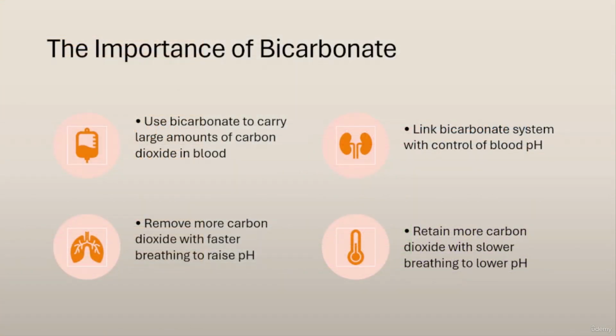The bicarbonate system is useful not only for carrying carbon dioxide but also for helping control the pH of the body, because the balance between carbon dioxide, bicarbonate, and hydrogen ions affects how acidic the blood becomes. The respiratory system works closely with this system because breathing faster removes more carbon dioxide and raises the pH, while breathing slower keeps more carbon dioxide and lowers the pH. This close relationship keeps the internal environment stable.